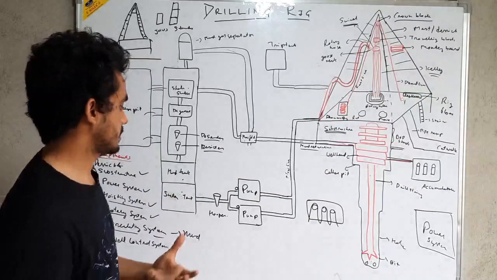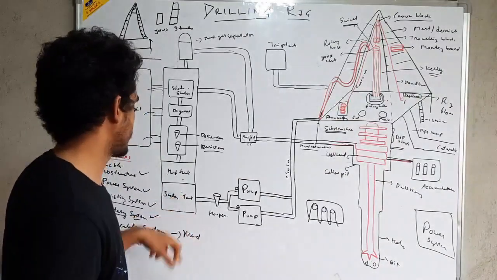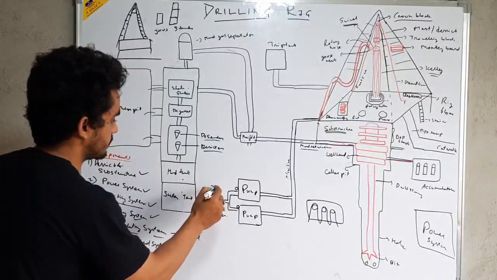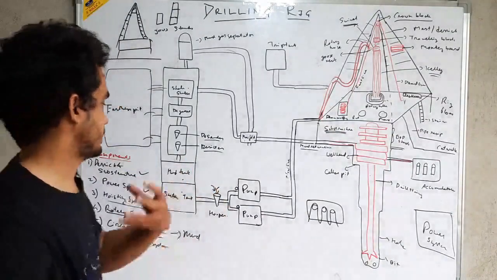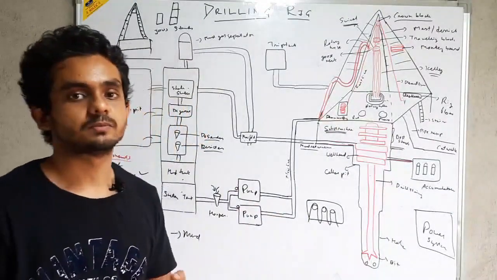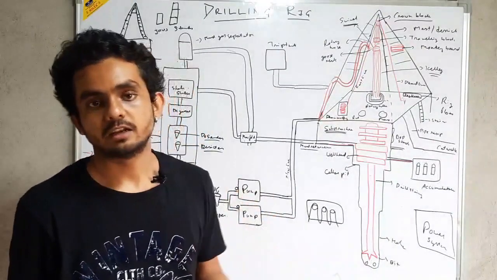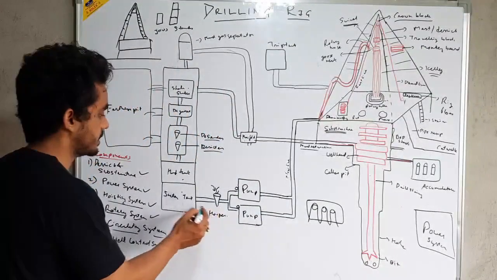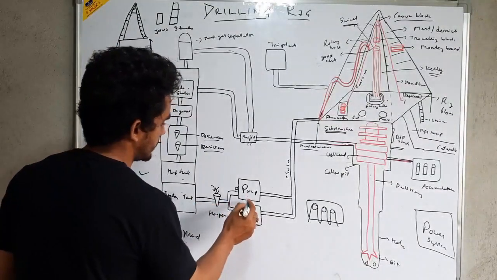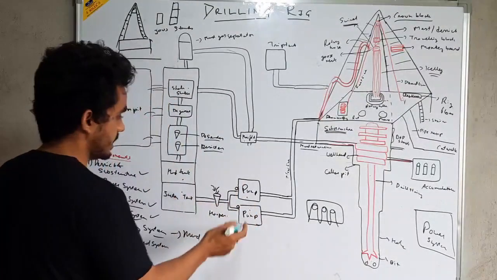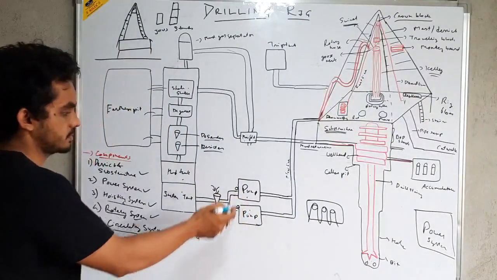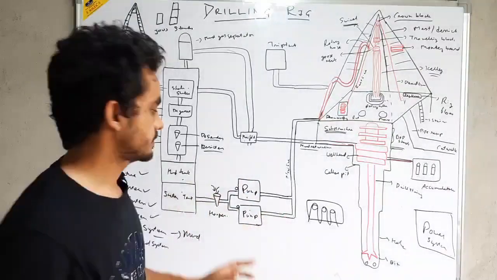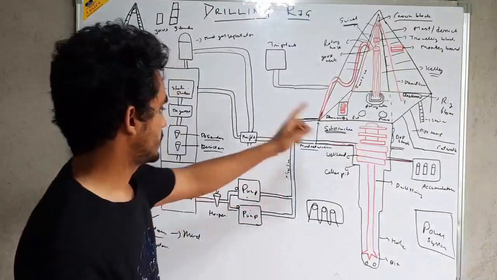If we need to change the mud properties, we can add something inside this system through this hopper. We can add whatever we want, some ingredients or other additives, inside our drilling mud to change its properties according to our requirements. We can add through this hopper, and finally the mud will enter the pumps. These are reciprocating pumps. These are positive displacement pumps which reciprocate in order to displace the mud inside the formation.